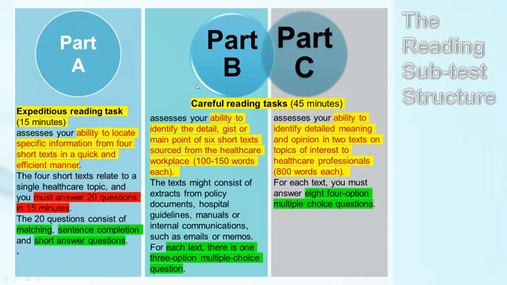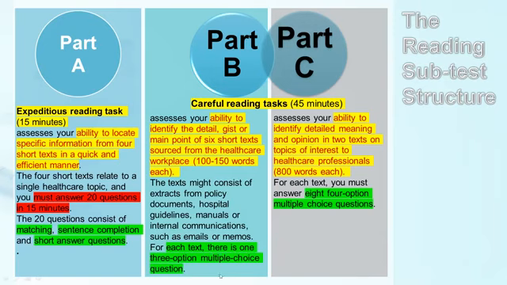While part B will assess your ability to identify the detail, gist, or main point of 6 short texts sourced from the healthcare workplace. It's about 100 to 150 words each. The texts might consist of extracts from policy documents, hospital guidelines, manuals, or internal communication such as emails or memos.